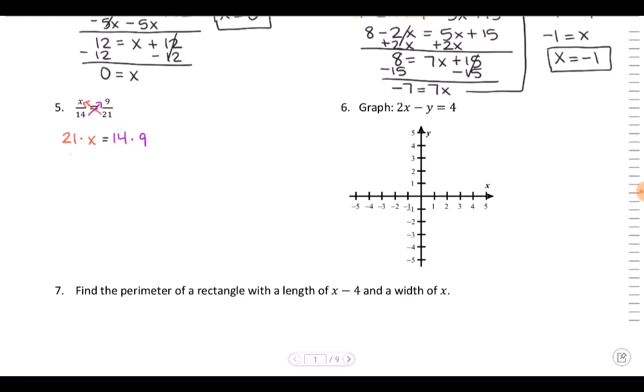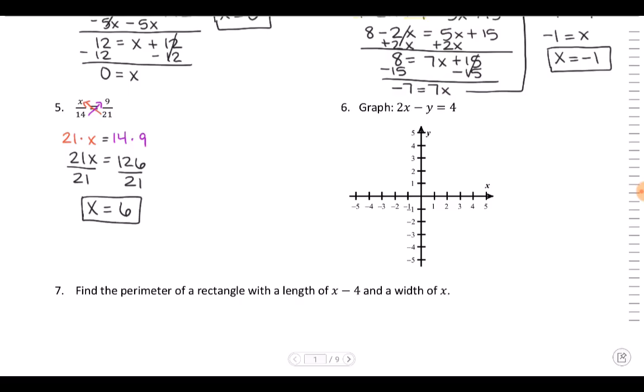So 21x equals, let's see, what is 14 times 9? Grab my calculator really quick. And I get 126. Divide both sides by 21. And x equals 6.